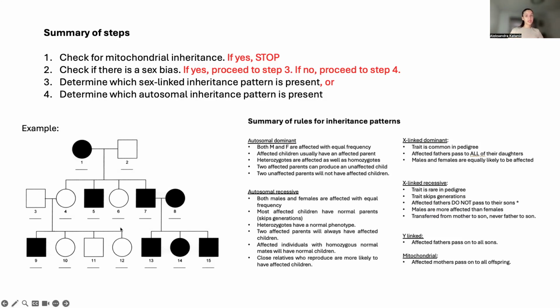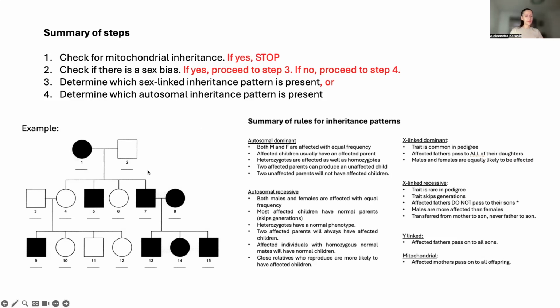Next, check if there's a sex bias, and then see which sex-linked one is probably present. If there's not a sex bias, then we just figure out which autosomal inheritance pattern it is, all right? Like dominant or recessive. So let's start with this first example. Check for mitochondrial inheritance. So what are we looking for?